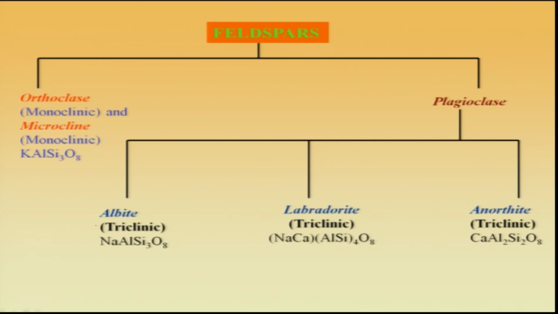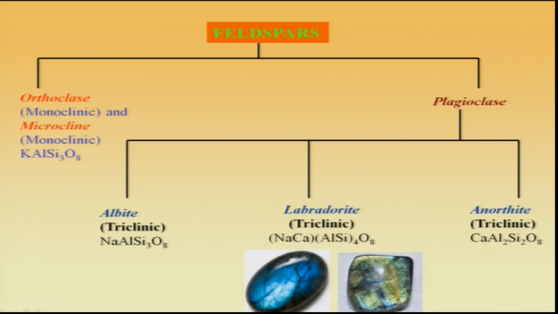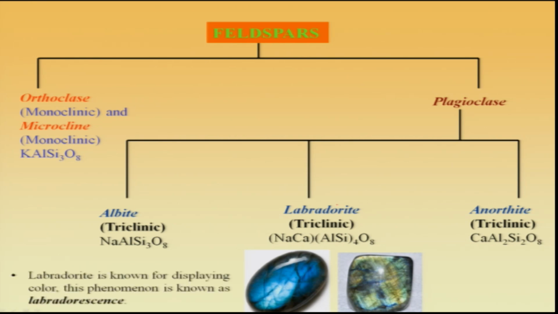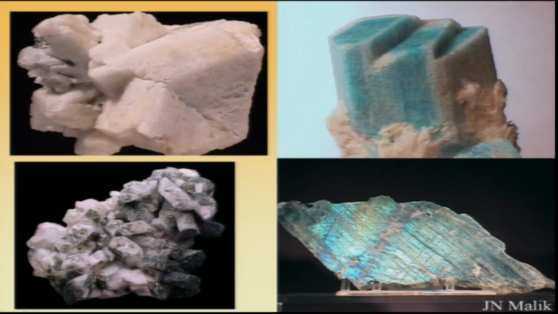Labradorite is one of the minerals which has also been used by many people as a gem variety, which has the characteristic of play of colors, and this has been termed as labradorescence. So, labradorite is known for displaying different colors, and this phenomenon is very commonly seen in the plagioclase feldspar. Then we have other minerals like orthoclase and microcline. This is again the potash feldspar we are talking about, and then we have albite, which is the plagioclase part. So, this is how it looks in a hand specimen.